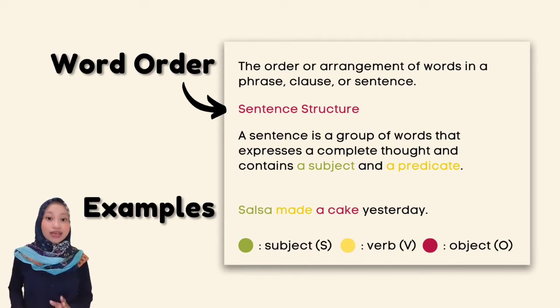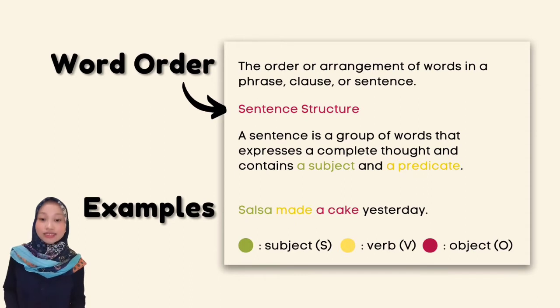For example, Salsa made a cake yesterday. Now let's look at the pattern. Salsa is a subject, made is a verb, and a cake is an object. This can be called a sentence.